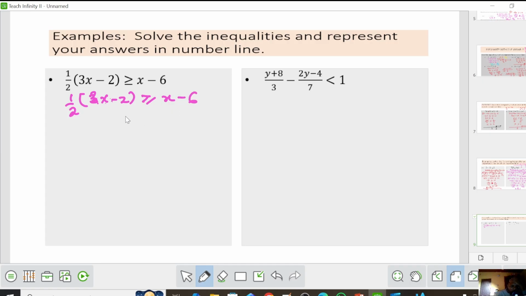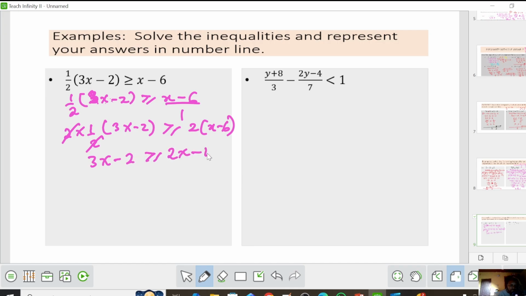So in this, I'm multiplying through by the LCM. The only fraction here is 1 over 2, and if this one is over 1, the LCM of 2 and 1 is 2. So I'm multiplying through by 2. That means 2 times 1 over 2 into bracket of 3x minus 2 greater than or equal to 2 times x minus 6. So multiply through, this cancels this one. I have 3x minus 2 greater than or equal to 2x minus 12.